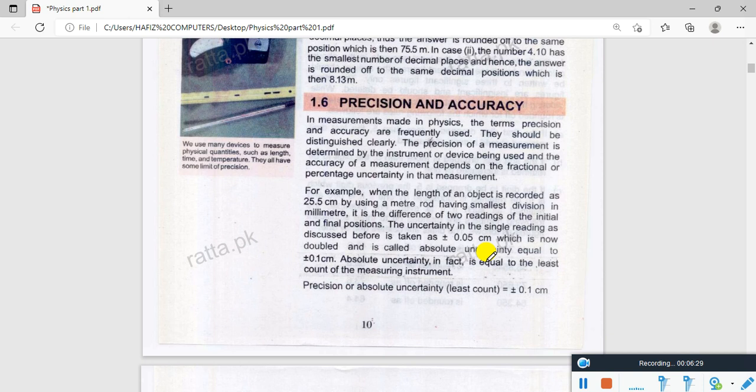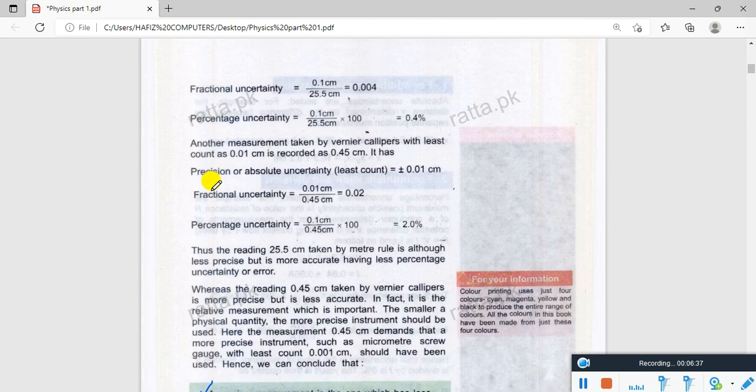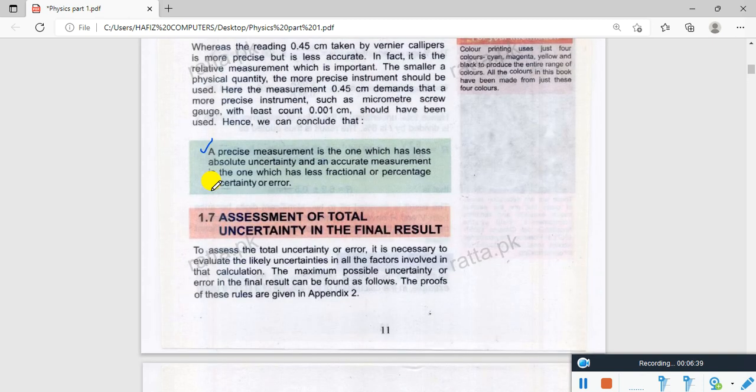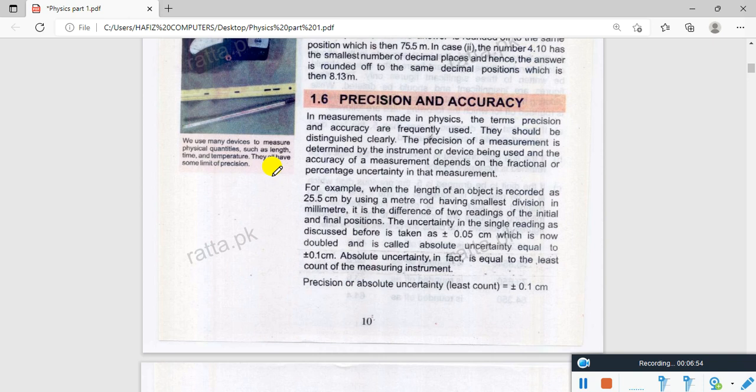So first of all, we see what precision is. This is the difference between precise and accurate measurement. A precise measurement is one which has less absolute uncertainty, and an accurate measurement is one which has less fractional or percentage uncertainty. We will see this in the explanation.